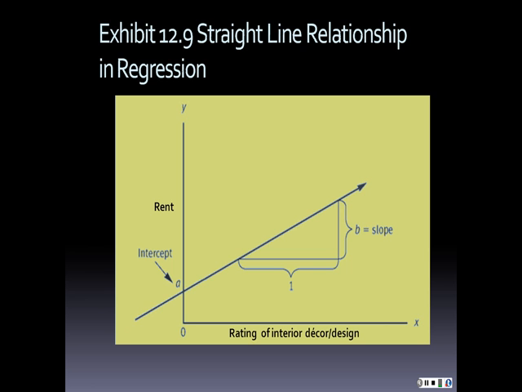So regression builds on simple ideas from mathematics, where any unique line can be defined by two variables. One is the slope, and the slope basically says for given unit change in the x-axis, what is the effect in the y-axis. In this case we have a positive slope, but of course we could have a negative slope as well. But we also need to know the intercept. In other words, if this variable were at the level 0, if the rating of interior decor design were at 0, what would rent be?